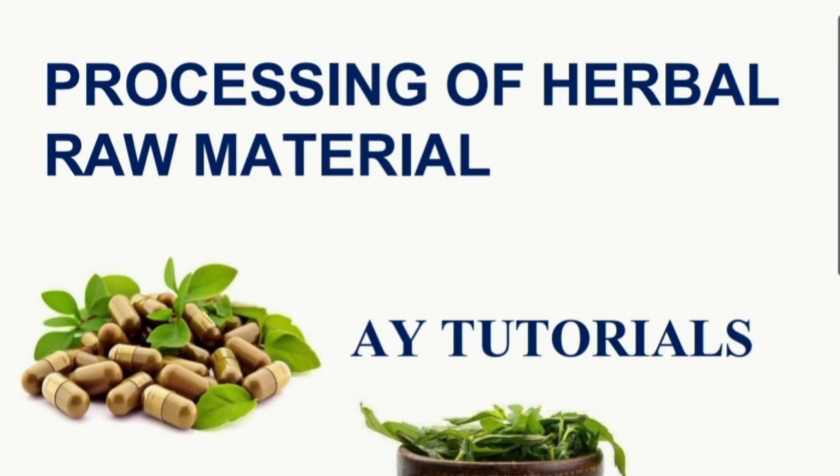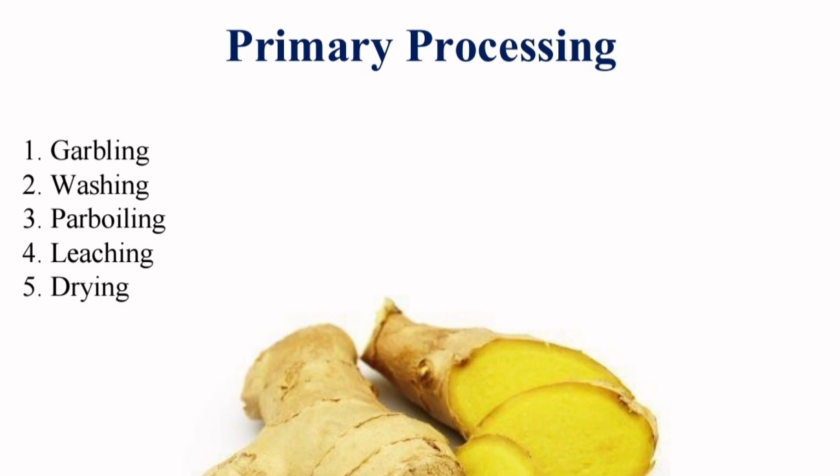Today we are going to study the processing of herbal materials. Here I have mentioned the steps of primary processing. First one is garbling, second one is washing, third one is parboiling, fourth one is leaching, and fifth one is drying. We are going to see the detailed information of these 5 steps.